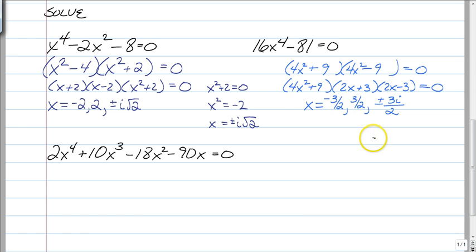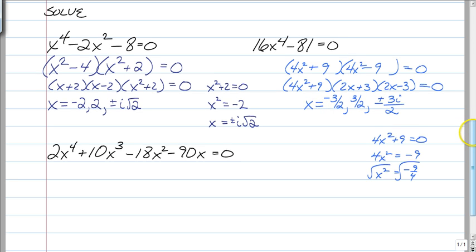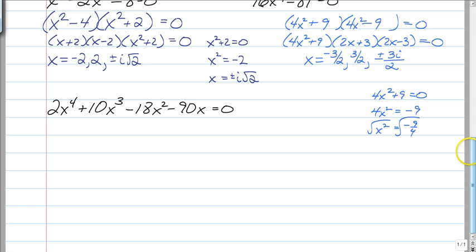But for this guy, remember, here's another side note for you. 4x squared plus 9 equals 0, so 4x squared is equal to negative 9. So x squared is equal to negative 9 fourths. Then you square root both sides, and the square root of 9 fourths is 3 halves. But since we have the negative, we have an i, so it's plus or minus 3i over 2. All right?